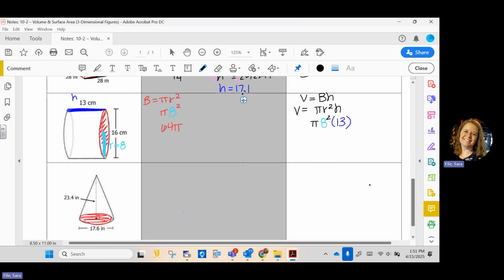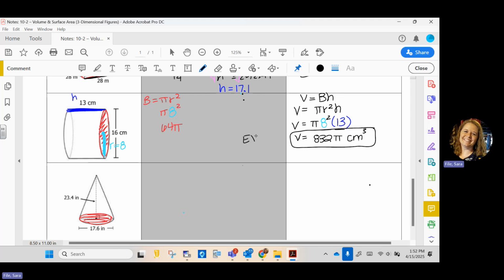So when I calculate this, I'm going to do it once with just the numbers. I'm not going to type the pi in. I'm just going to do the 8 squared times 13, which is 832 pi, because I didn't type the pi in. The pi is still here. And my units are centimeters, so volume is centimeters cubed.